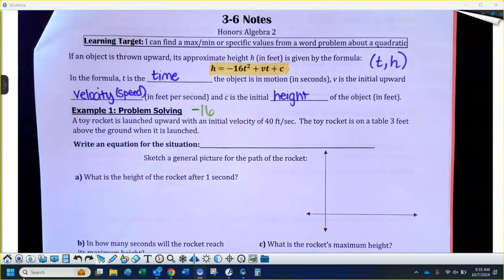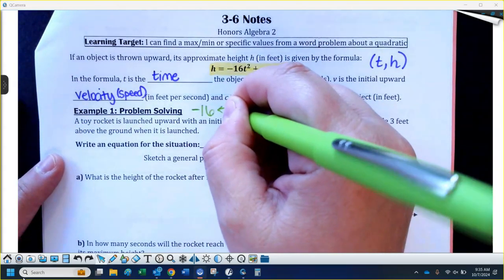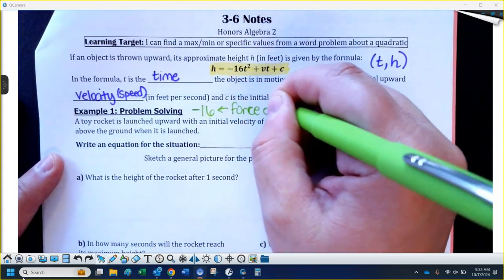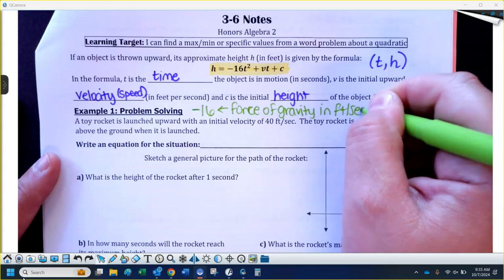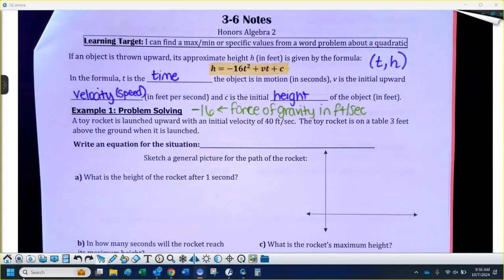Negative 16 is the very first piece of this equation. Does anybody know what the negative 16 is? Anybody take physics at all know this? Okay, if I throw something or drop something, what force brings something back to the ground? This is gravity. Okay, so the negative 16, this is the force of gravity in feet per second. So that's why you'll always see negative 16 in this formula.